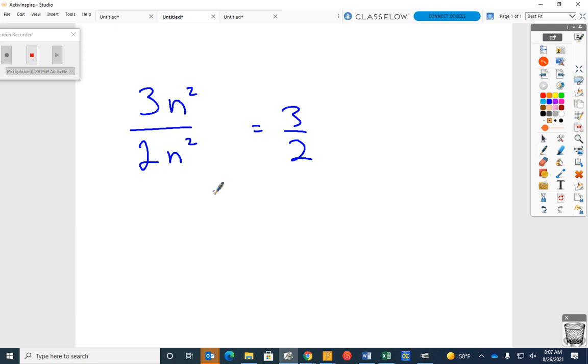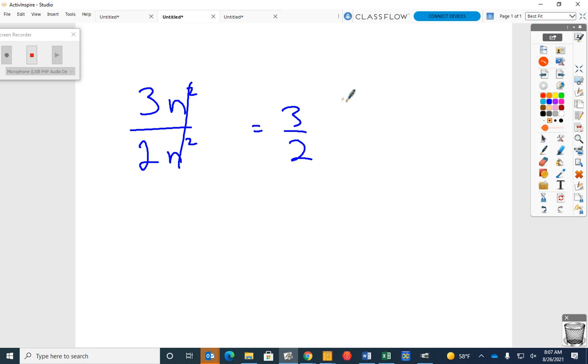Say it, Jordan. 1. Okay? So basically, these n's do what? If I have n to the 2nd divided by n to the 2nd, those cancel out, don't they? What's all this left? 3 over 2. That's it. Okay, does that make sense? When I have the same variable with the same exponent on top and bottom. Nope, just leave it like this. Okay? That makes sense.